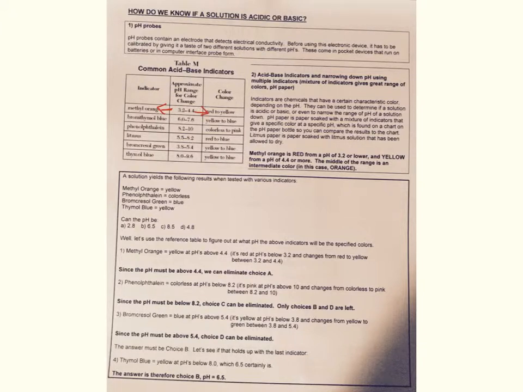However, it could still be an acid in this case because we know acids are less than 7. And if it's orange, which is a blend of red and yellow, that means it would be in the middle range, greater than 3.2 or less than 4.4. So let's do some examples over here. A solution yields the following test results with various indicators. Methyl orange, it's yellow. So we know it has to be greater than 4.4.